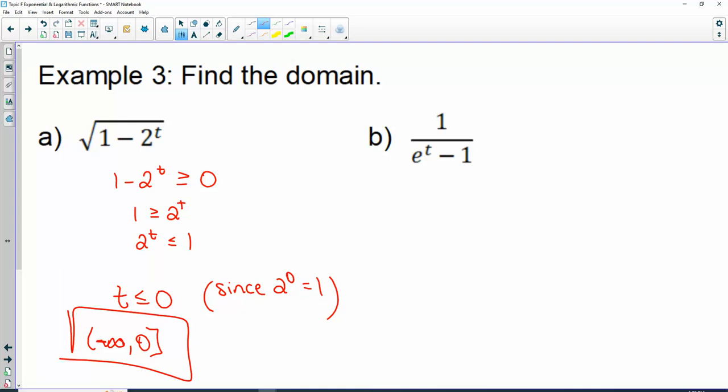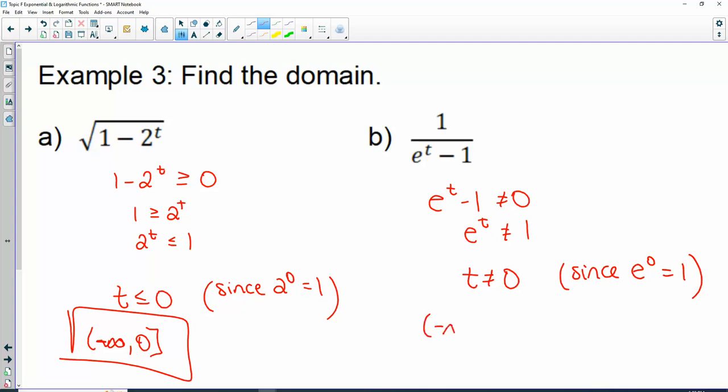B. If we have a fraction, what do we know? So e to the t minus 1 cannot be 0. So e to the t cannot be 1. So t can't be 0, since anything to the 0 power equals 1. So my domain is negative infinity to 0 union 0 to infinity.